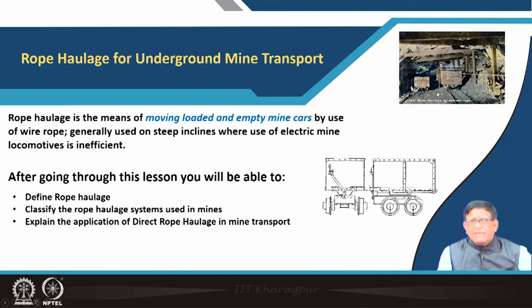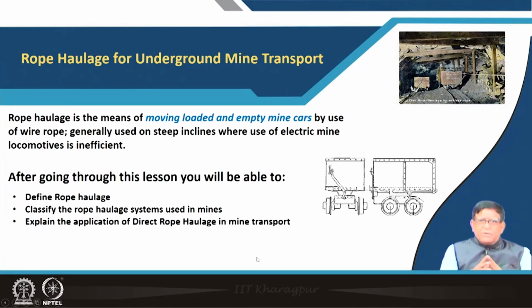So, you can see here in this diagram how a mine car is connected to a rope by a lashing chain. These are small mine cars which will be running over rails. As you can see here, rails and tracks are maintained in underground mines, and over that these mine cars are pulled.